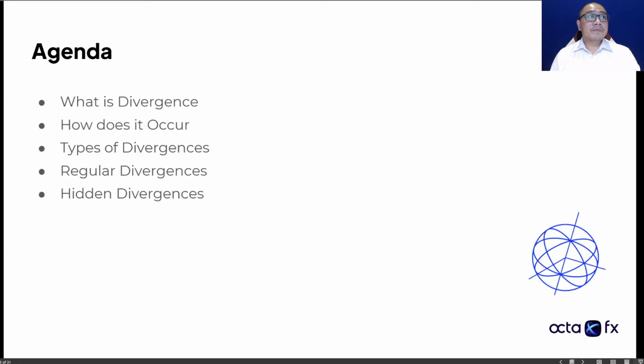Okay, so the agenda for tonight is we're going to talk about what is divergence, how does it happen, and the different types of divergences. We have the regular divergences, and then there are a few types within the regular divergences. We're going to cover all that, as well as the hidden divergences. So what is it used for, and that's basically what we are going to follow through tonight.